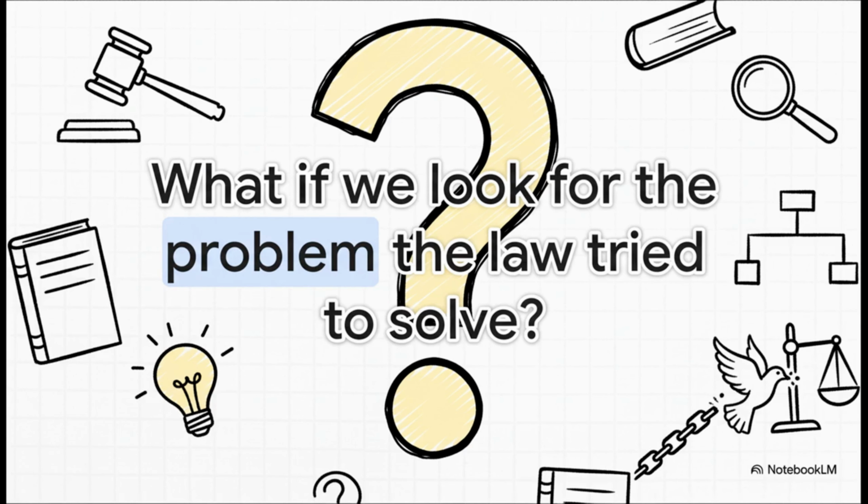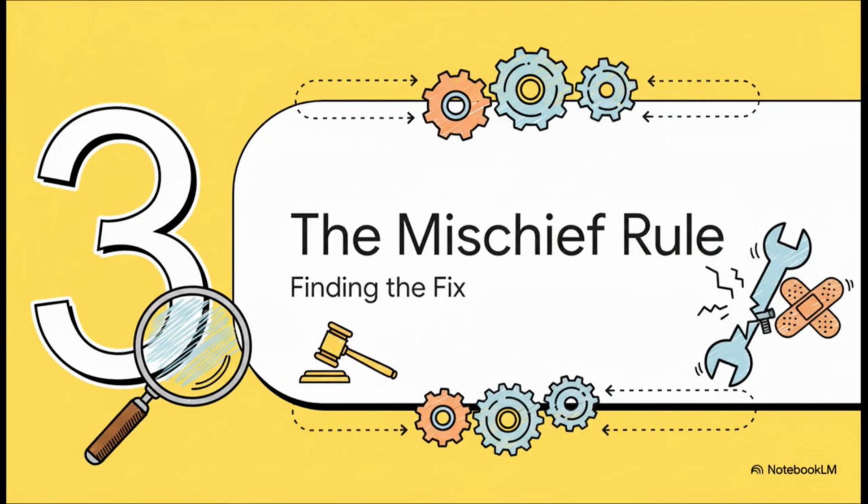But what if we take it another step? Instead of just waiting for something absurd to happen and then fixing it, what if judges could actually look for the problem the law was trying to solve from the very beginning? The mischief rule. With this one, judges almost have to become legal historians, digging into the past to figure out what was going wrong that made Parliament pass the law in the first place.